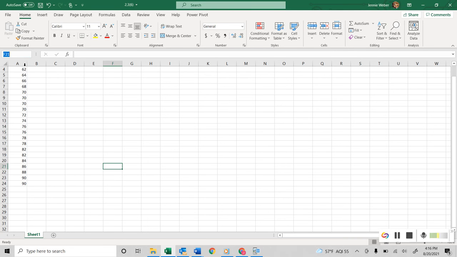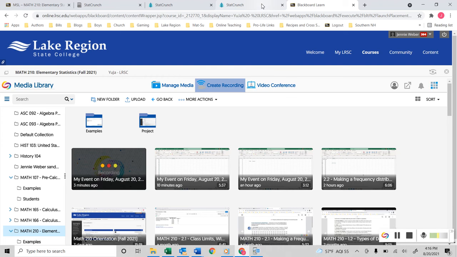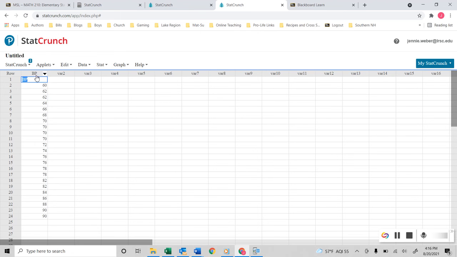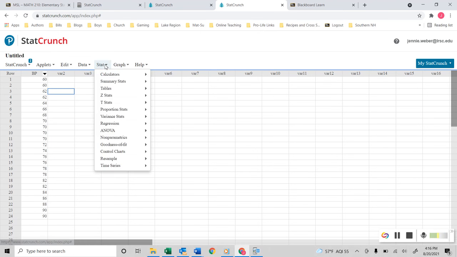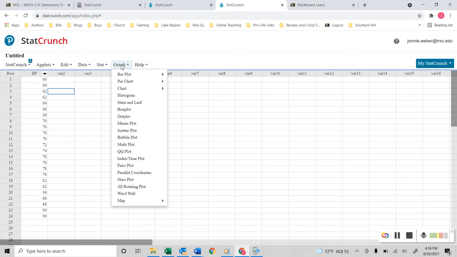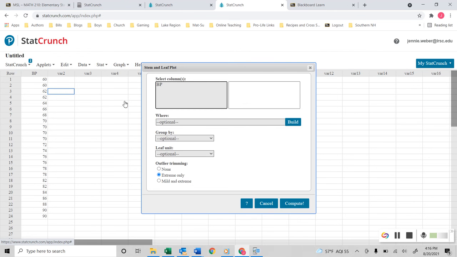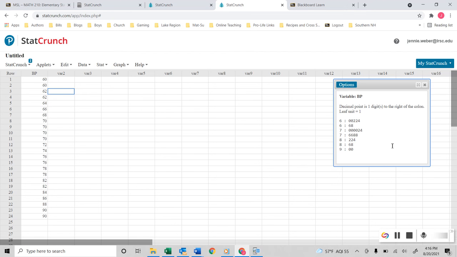If you wanted to do this in StatCrunch, I have StatCrunch already up here. And I'm going to put in my values here. And there's my BP. I'm going to come here and go down here, and if you go to Graph, they have stem and leaf. And compute. And that is the exact same.